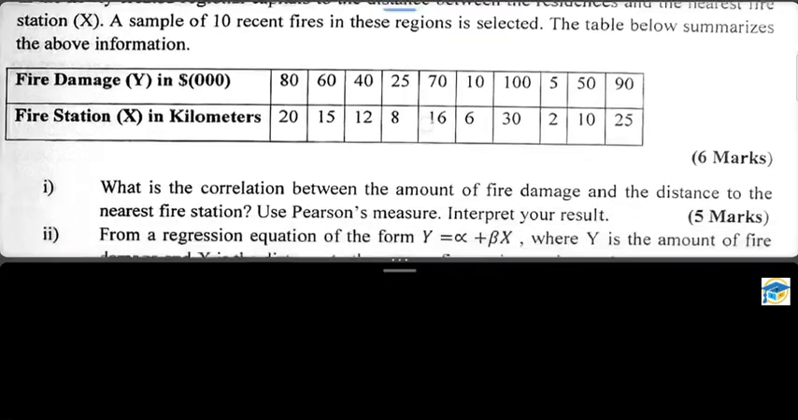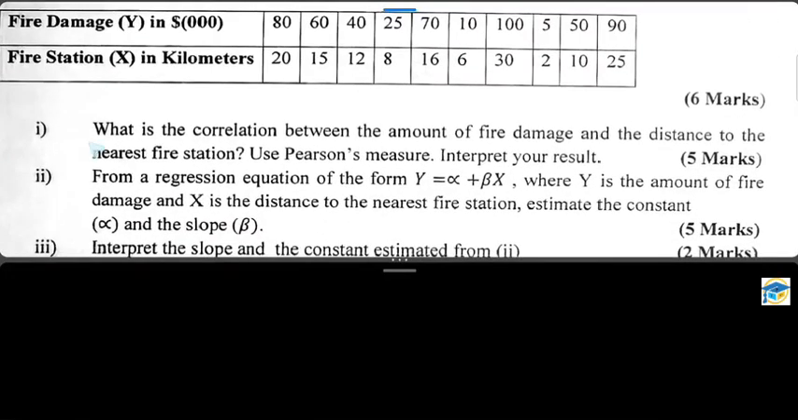So the requirement here is: I. What is the correlation between the amount of fire damage and the distance to the nearest fire station? Use Pearson measure. Interpret your results. So we are asked to calculate the correlation coefficient using the Pearson method. Then II. Form a regression equation of the form y is equal to alpha plus beta multiply x, where y is the amount of fire damage and x is the distance to the nearest fire station. Estimate the constant, that is the alpha, and then the slope, that is the beta.